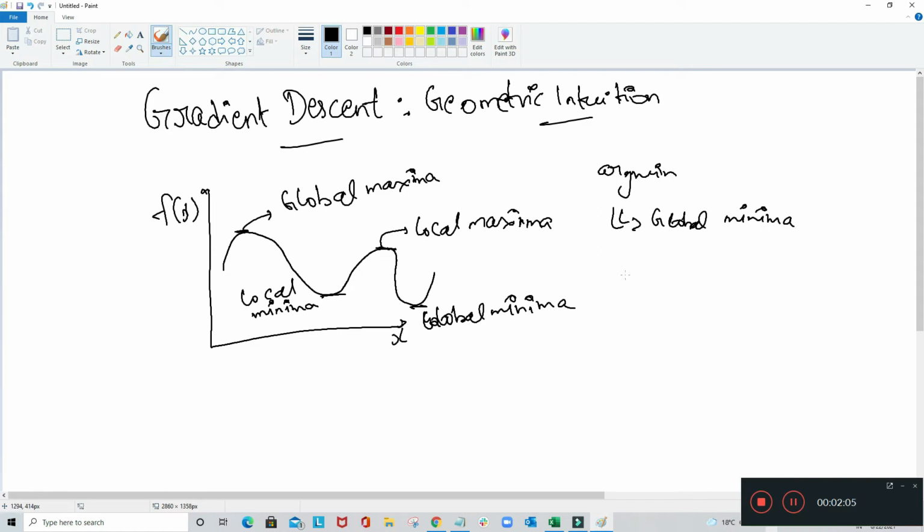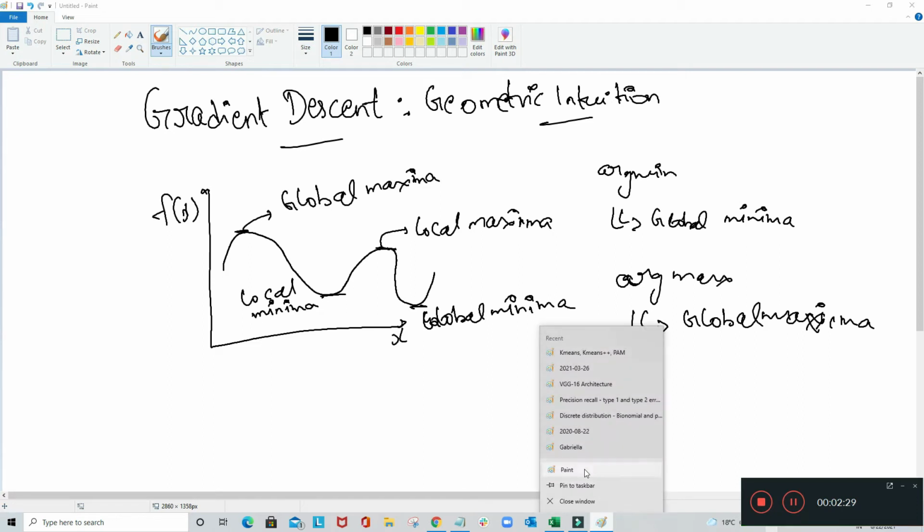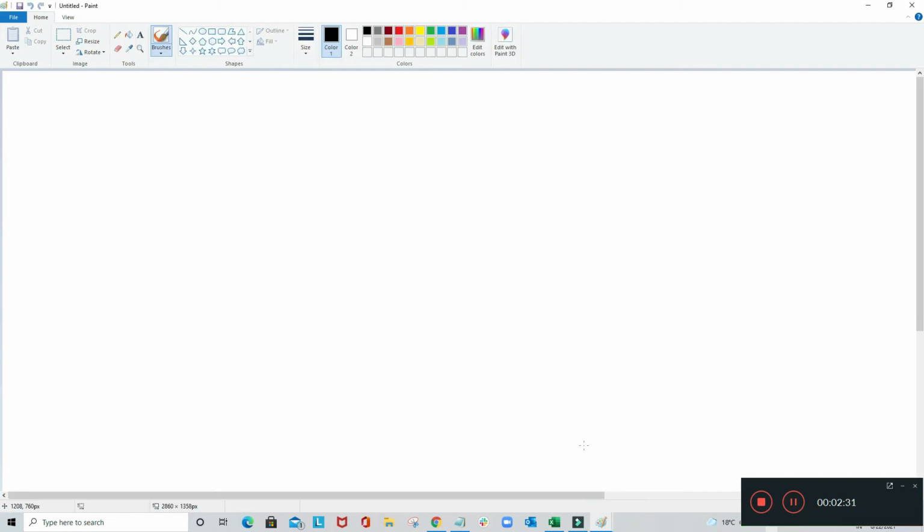Similarly, if the function is defined with maximizing something, then its objective is to find the global maxima. Depending on the type of objective of the function, the gradient descent has to work accordingly. So now let's dive into the details of the gradient descent algorithm.